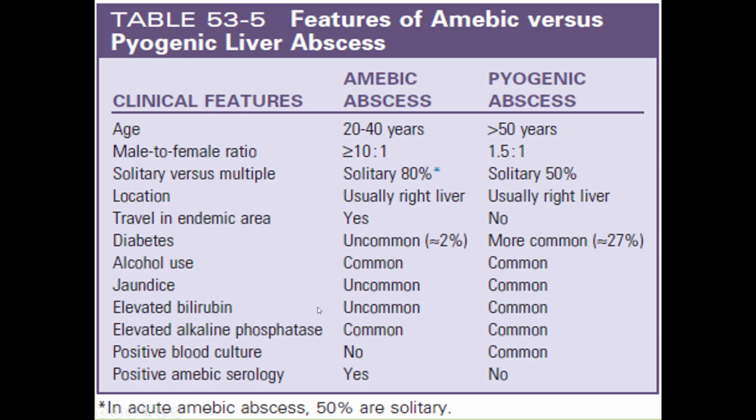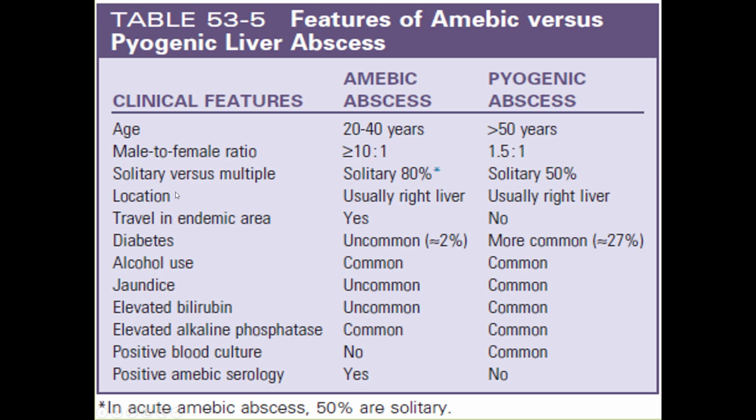So this is a very important slide, because here we can contrast the features of amoebic with that of the pyogenic liver abscess. Here you can see that amoebic abscess is much commoner in the younger population, while in pyogenic abscess a slightly older group is affected. Male to female ratio is much higher in amoebic abscess than in pyogenic abscess. You can see approximately 10 males for 1 female, while here it is 1.5:1.